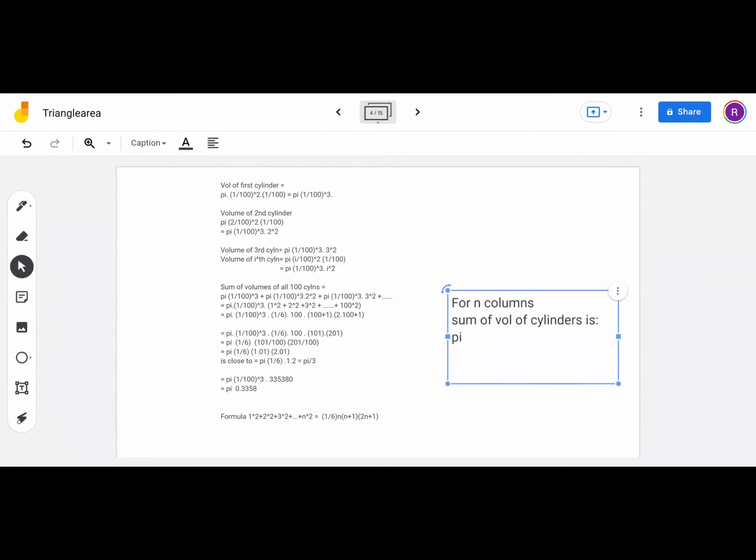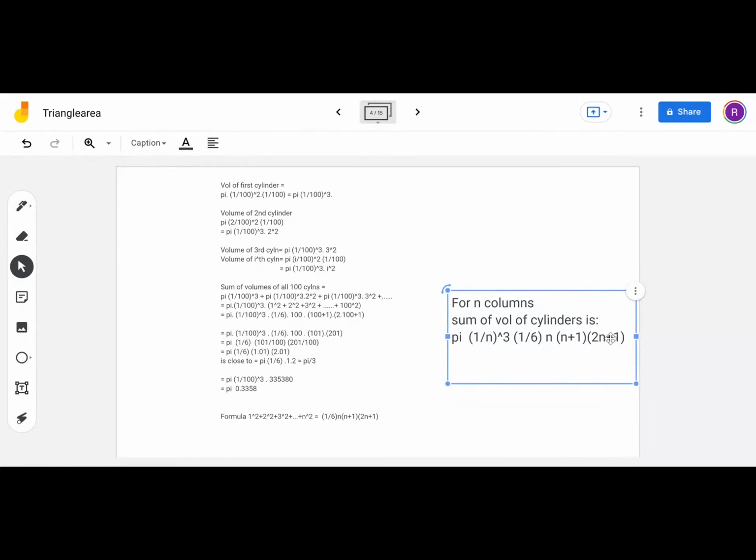Now, can someone tell me the formula with n? It becomes pi into 1 by n whole cube into 1 by 6 into n, n plus 1, 2n plus 1. Yes, correct. Pi into 1 by n cubed into 1 by 6 into n plus 1 into 2n plus 1. Now we are making n very big. We are making n like a billion, quadrillion, very big numbers.